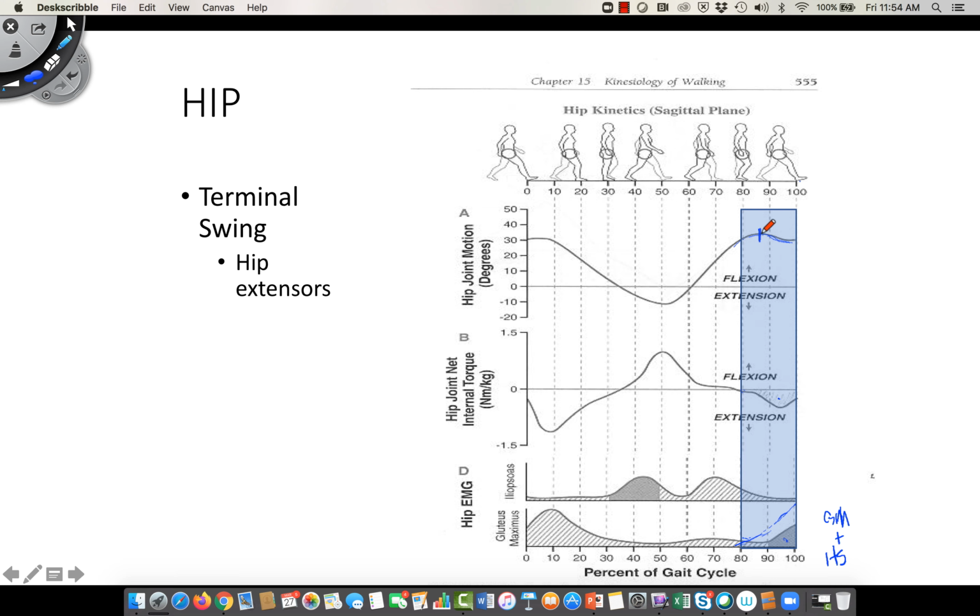So in essence, the hip extends just ever so slightly as the heel's hitting the ground to place the foot on the ground rather than have it just be a random fall. And so that's the importance of this slight hip extension in the terminal swing phase of the gait cycle.